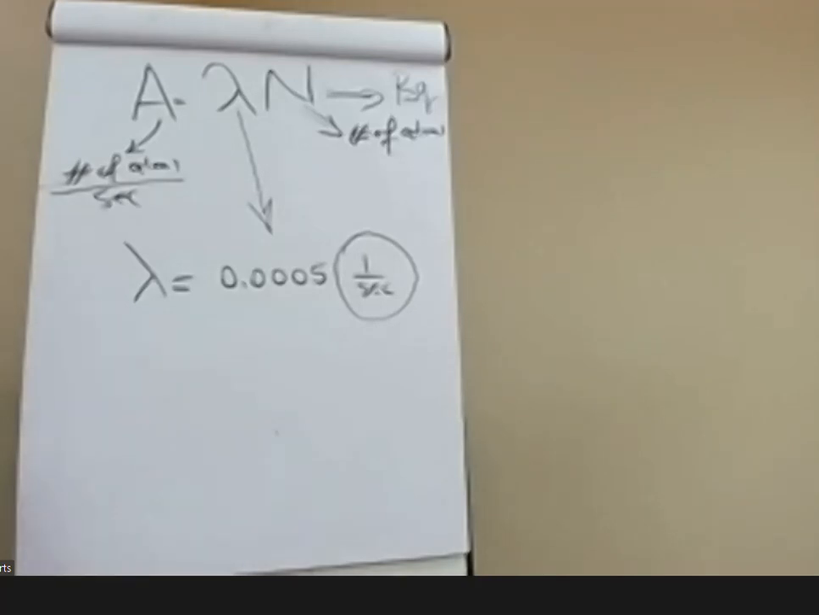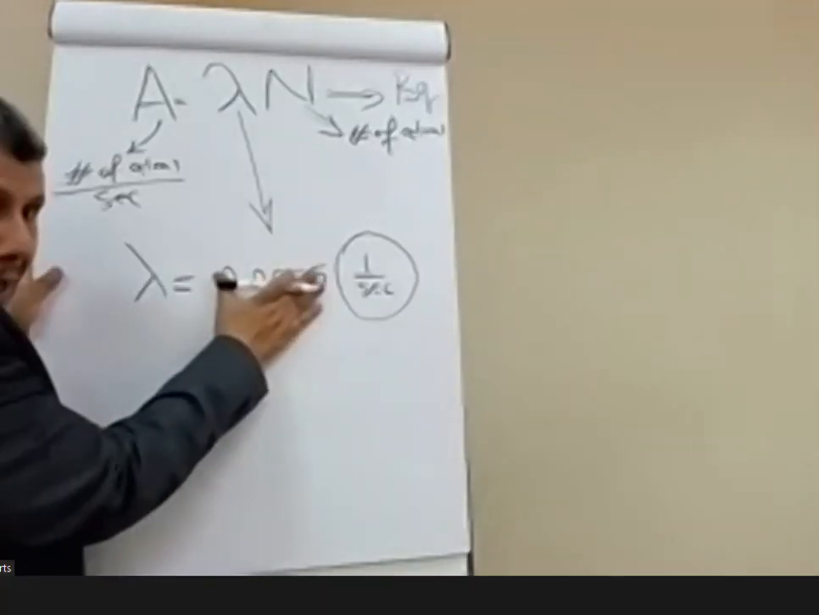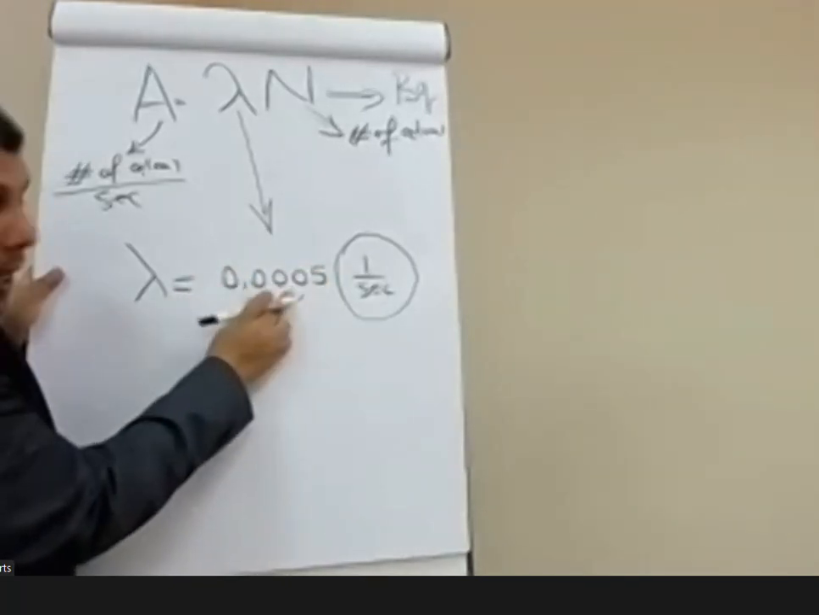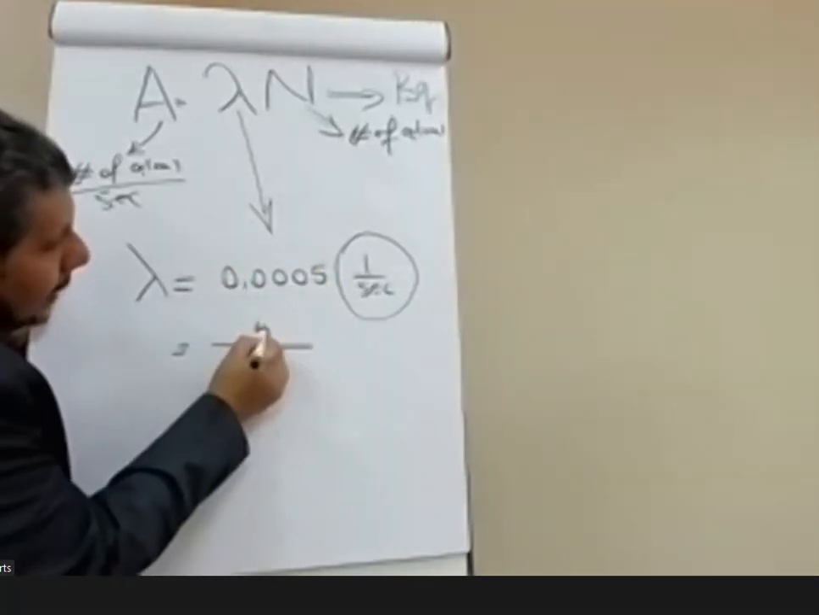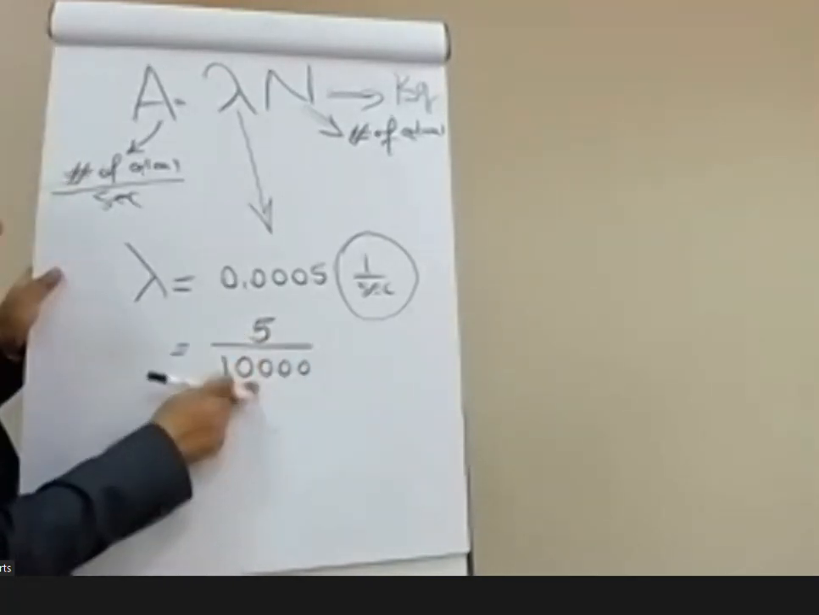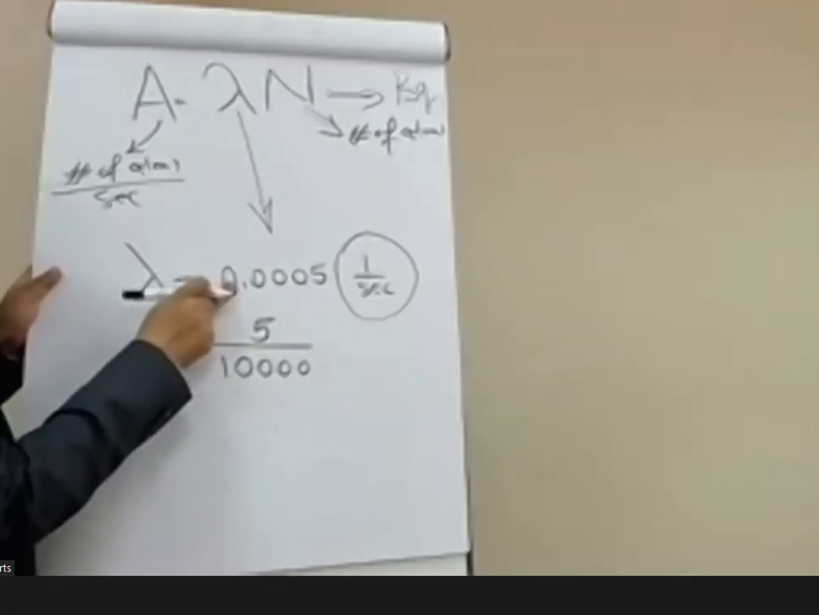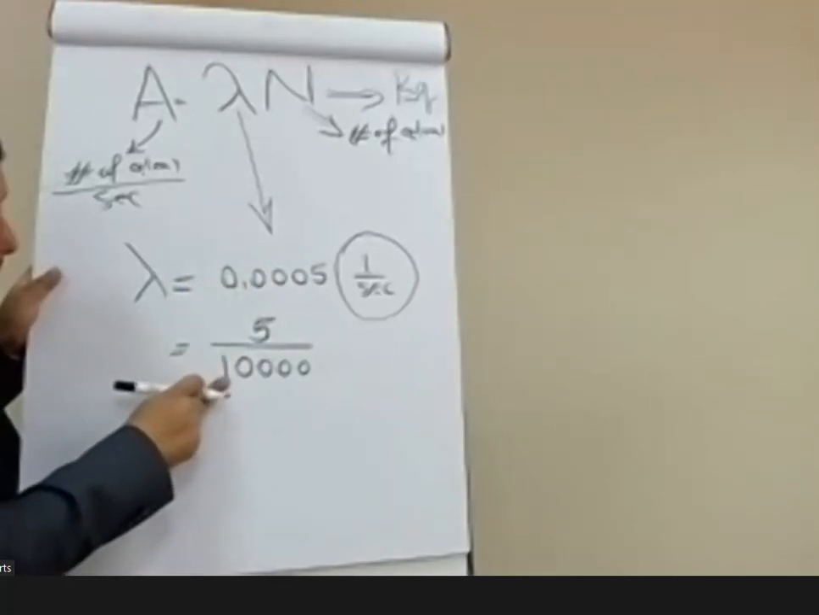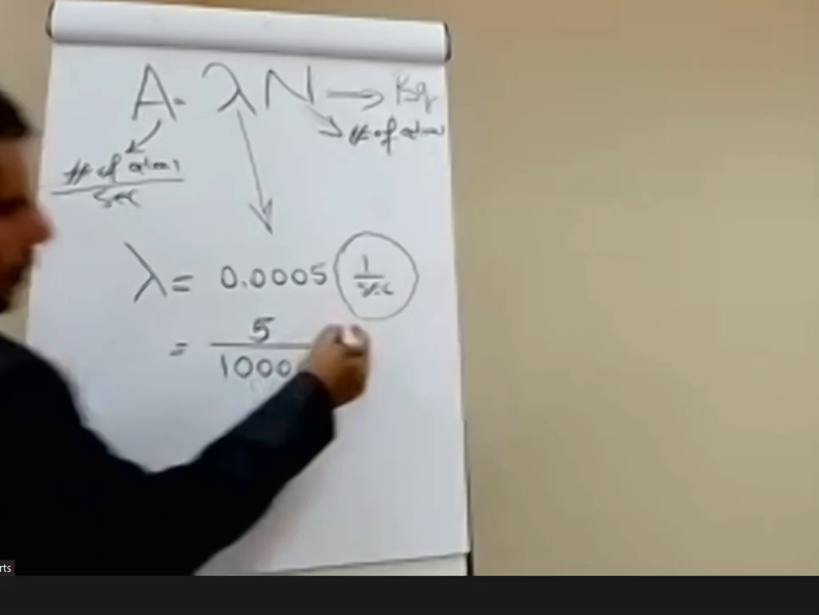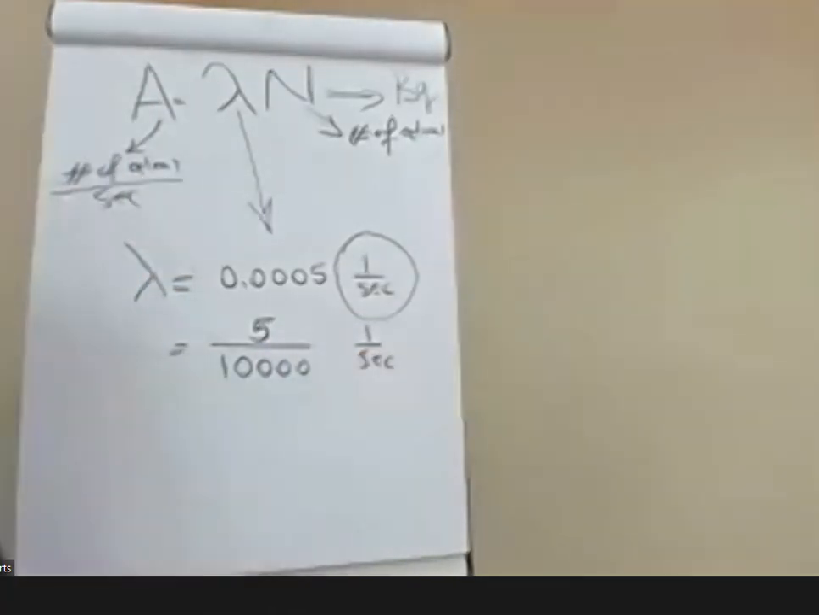Lambda is 0.0005 per second. What does this mean physically? I will now write this in fractional form, not decimal. I will write lambda as 5/10,000. This is the fractional form, and the other is the decimal form. 1/second.